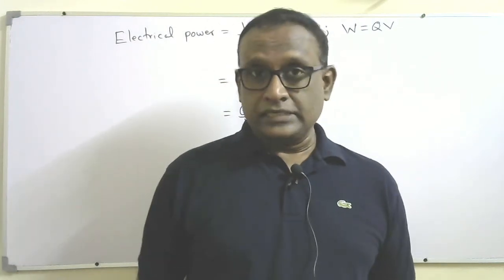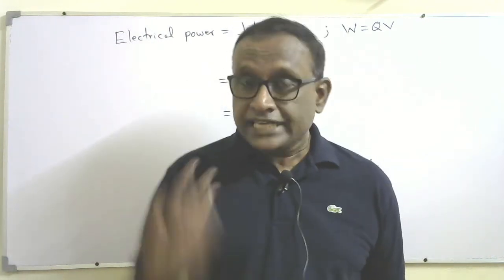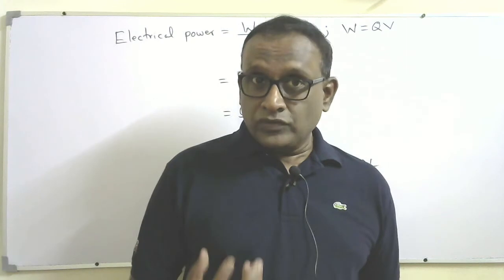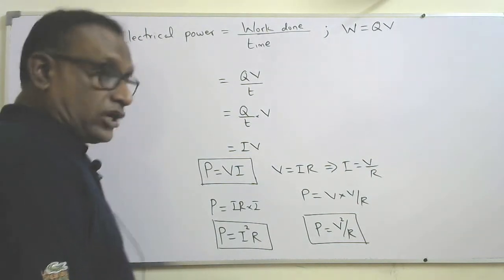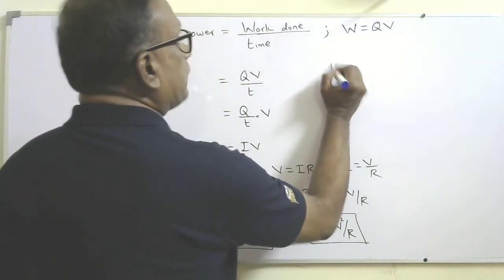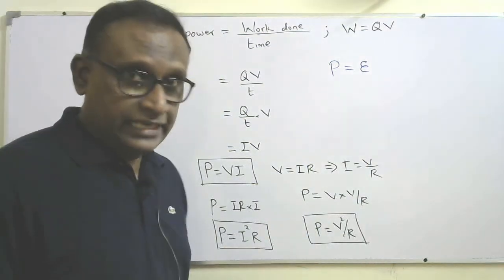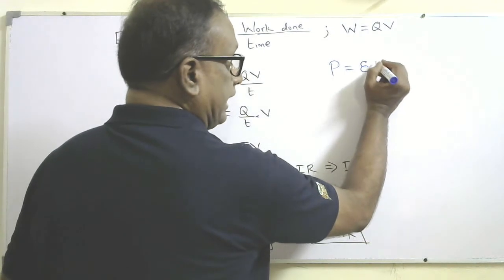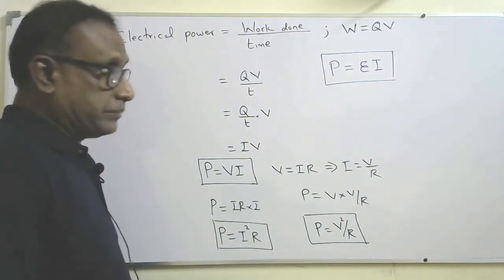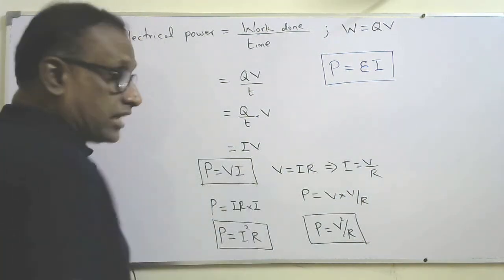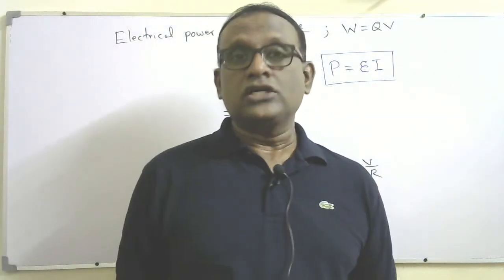There's one more equation about power given out by or power generated by a power supply. Power generated by a power supply, that is a different equation. It cannot be derived. It's given by the EMF of the power supply, I already defined the EMF, into current flow through it. So this is the power generated by a power supply. These three equations are power consumed by a component or power dissipated by a component.